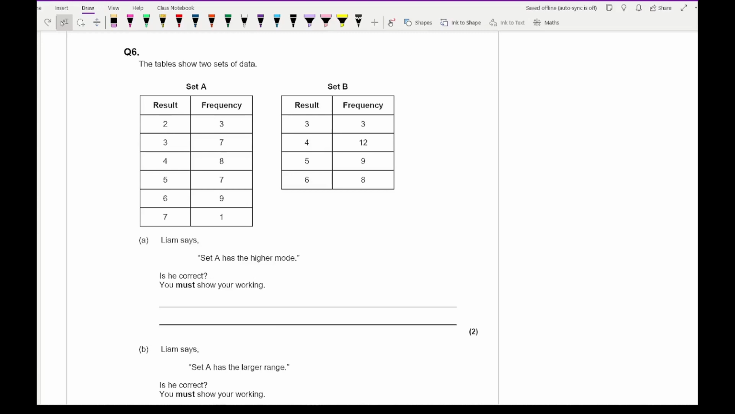Then looking at question 6, the table shows 2 sets of data, and it says for part A, Liam says that set A has a higher mode. Is he correct? Now for this, it's really important that you're able to establish that the frequency helps you find the mode. So you're looking for which result has the higher frequency. So for set A, the mode is going to be 6, and for set B, the mode is 4. So yes, he is correct.